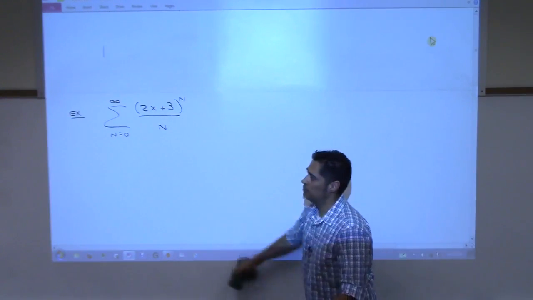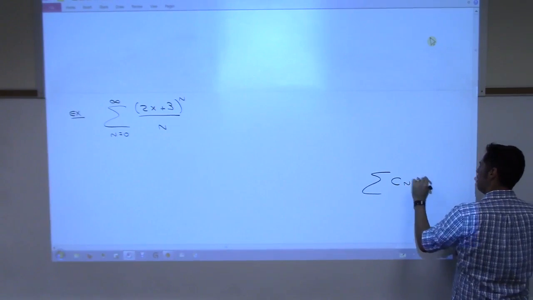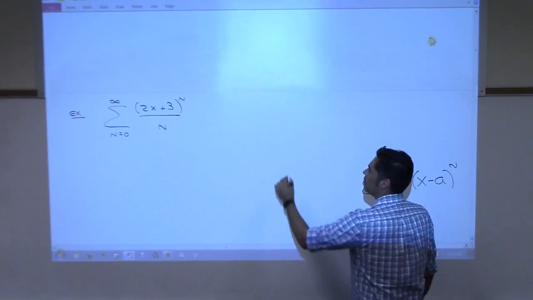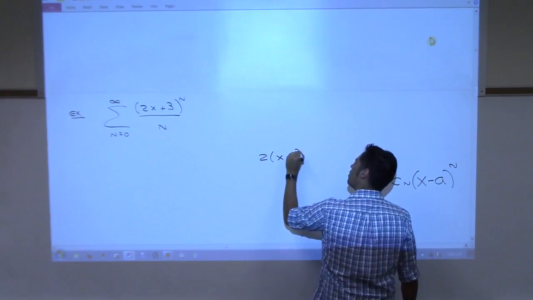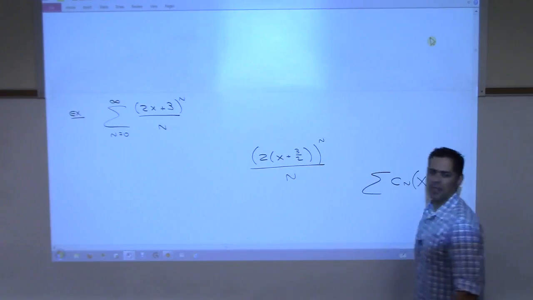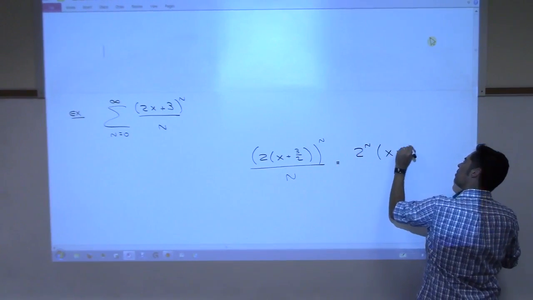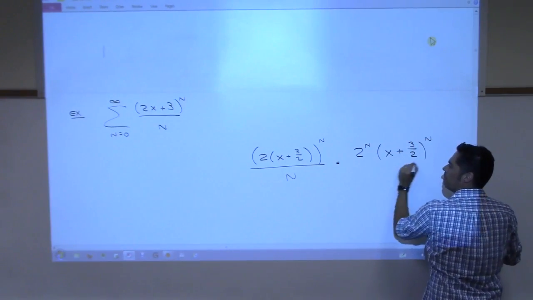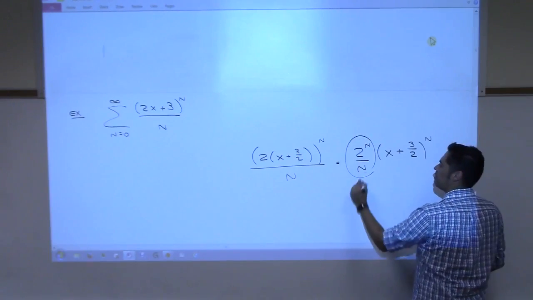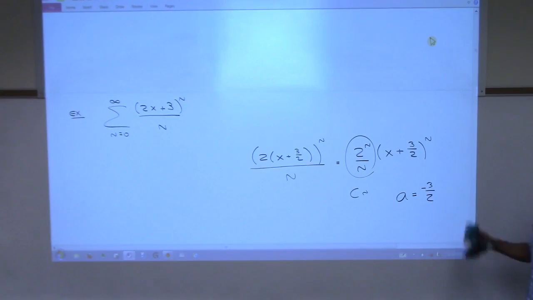Is that a power series? Does it look like sum c sub n, x minus a to the n? Yes, here's what you can do to convince yourself. You can do 2x plus 3 halves, right? Factor out a 2 to the n over n. Is that the same? Yes? And then do 2 to the n, x plus 3 halves to the n all over what? N? Is that the same? This is c sub n, x minus a. What's a here? Negative 3 halves, right?